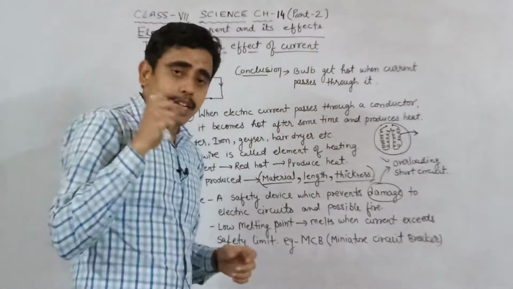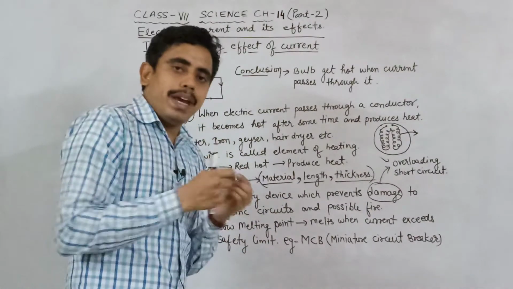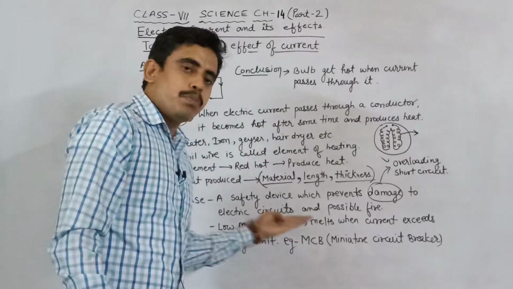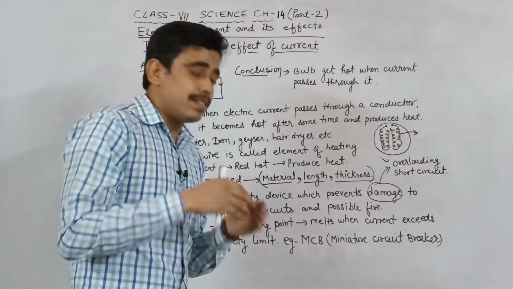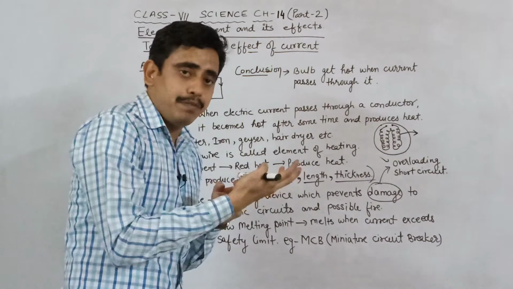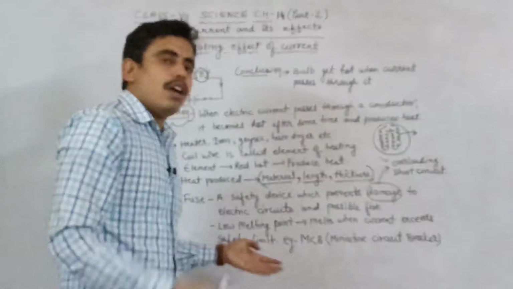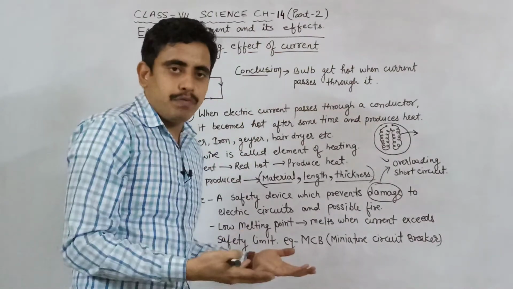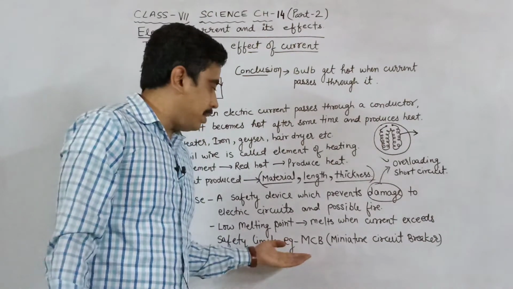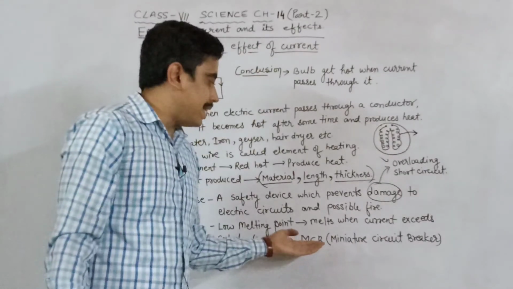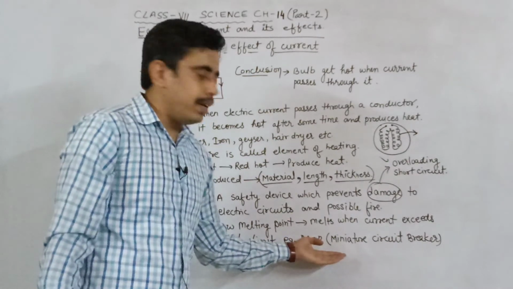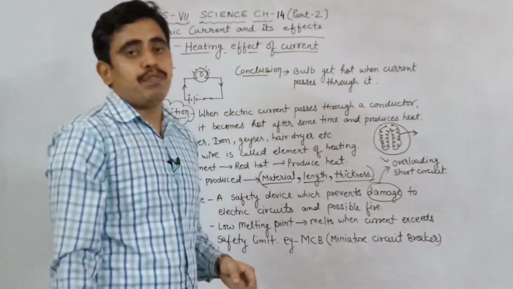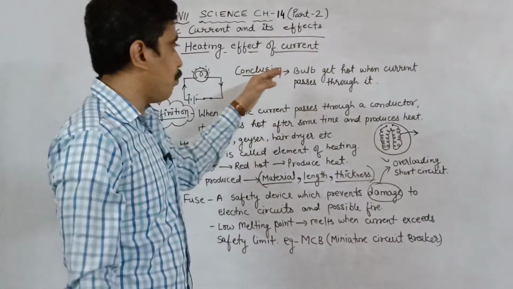The material used to make a fuse has a low melting point, and it melts when the current exceeds the safety limit. When the current exceeds the safety limit, the material of the fuse melts and the circuit is broken. An example of a fuse is the MCB plugged into the electric circuit in our homes. The full form of MCB is miniature circuit breaker. So this was the heating effect of electric current.